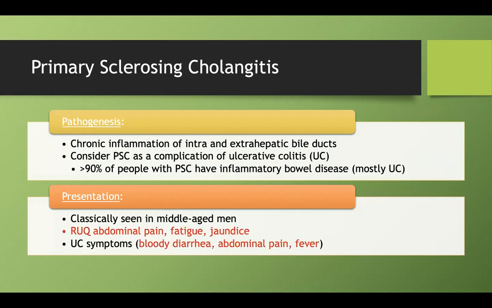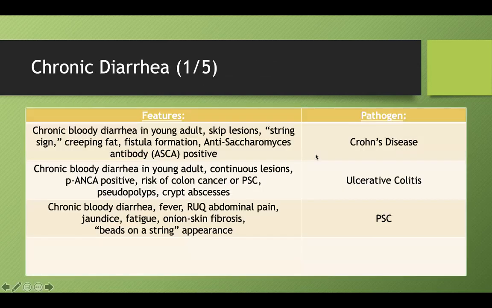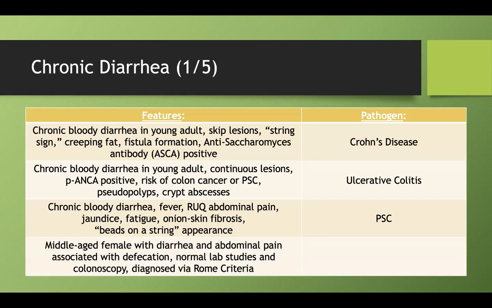And notice that in addition to your ulcerative colitis or IBD symptoms, the bloody diarrhea, abdominal pain, and fever, in addition to that, you're going to see right upper quadrant abdominal pain, jaundice. So you're going to see some sort of biliary disease as well. And here you can see the onion skin fibrosis and the beading of the ducts. I show pictures of both of those in the hepatobiliary unit if you want to learn more about PSC.